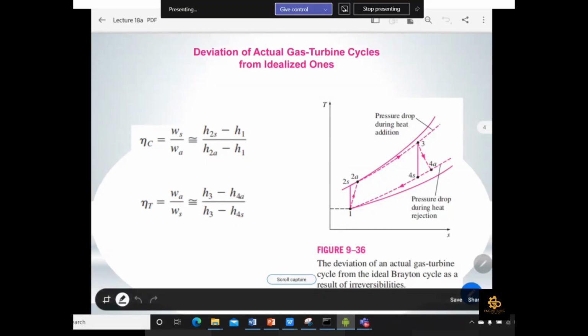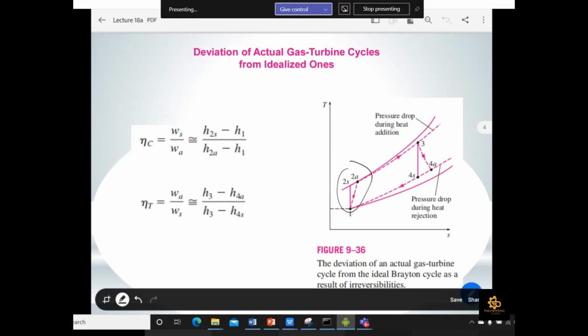Okay, so now we already discussed the ideal case of the Brayton cycle, but you already know that there are irreversibilities associated with the compressor and also with the turbine. So it means that your entropy is not constant in your actual cycle, as we saw in the Rankine cycle also. The only difference is that there we had the pump in the Rankine cycle, and now we have the compressor.